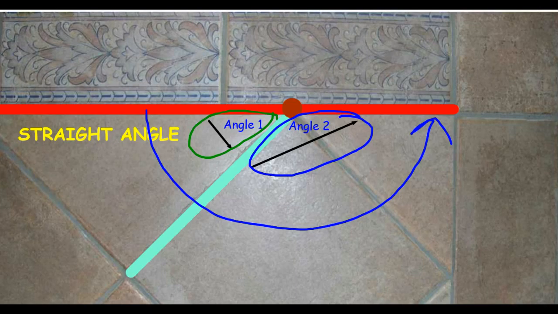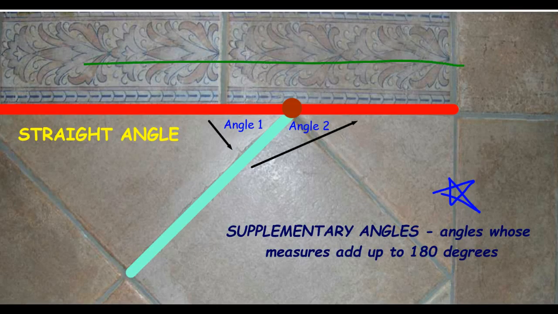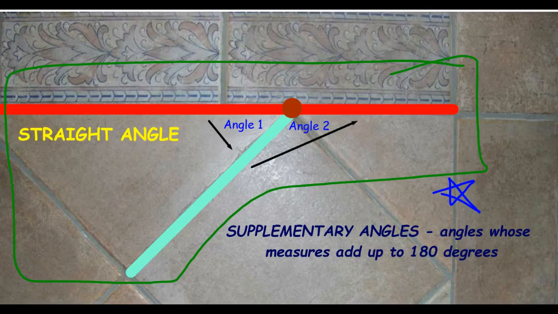And when two angles combine like this to form a straight angle of 180 degrees, we call those two angles supplementary. So go ahead, pause the video, write down the definition of supplementary angles here, as well as this picture to help you remember what they look like.